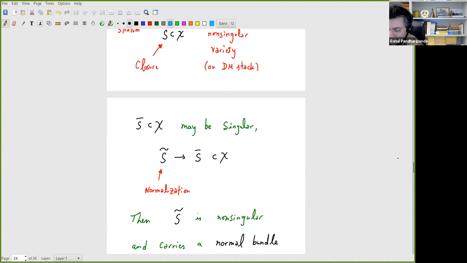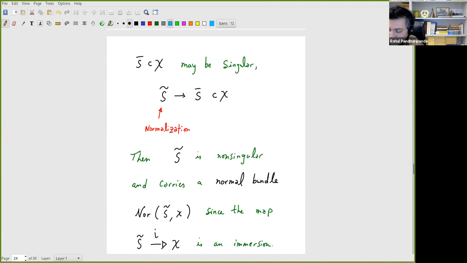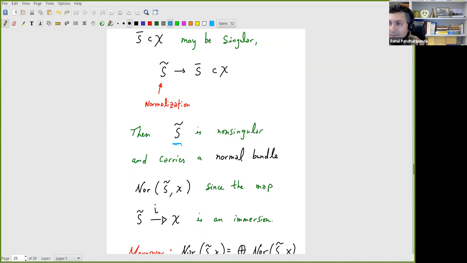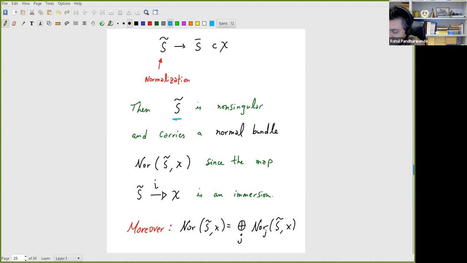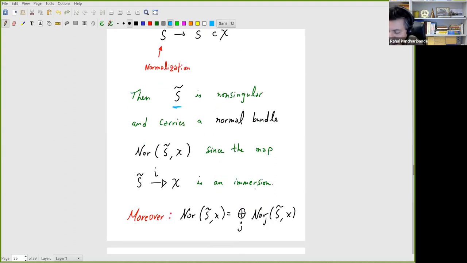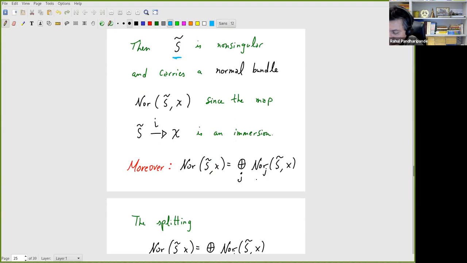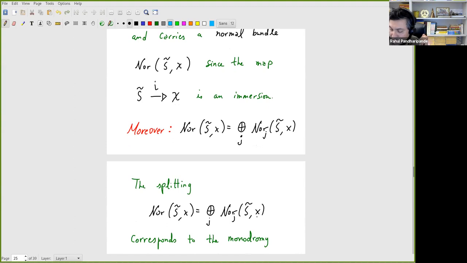So we take these closures, which may be singular, and we normalize them. When I normalize them, that carries a normal bundle because I fixed the self-intersections. The map from the normalization is an immersion, so it carries a normal bundle. And moreover, this is the subtle point that's actually important, this normal bundle has a direct sum decomposition, which has to do with the monodromies of the branches around it. If this were a strict normal crossings divisor, the matter would be trivial, because the normal bundle would split into line bundles, since every divisor which cuts it would give you a normal direction.